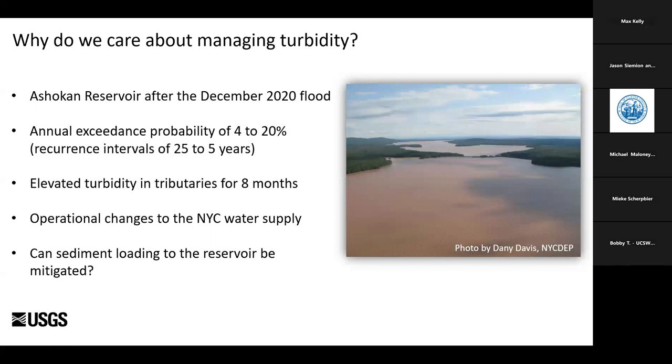This resulted in elevated turbidity for 8 months in the tributaries and operational changes to the water supply for a few months after the storm. So one of the big questions that we have here is, can sediment loading to the reservoir be mitigated by some of the projects that are being done within the watershed? So we can try and lessen the effects of these big storms on the reservoir. And of course, there are also lots of ancillary benefits to biota and recreation and habitat and whatnot as well.